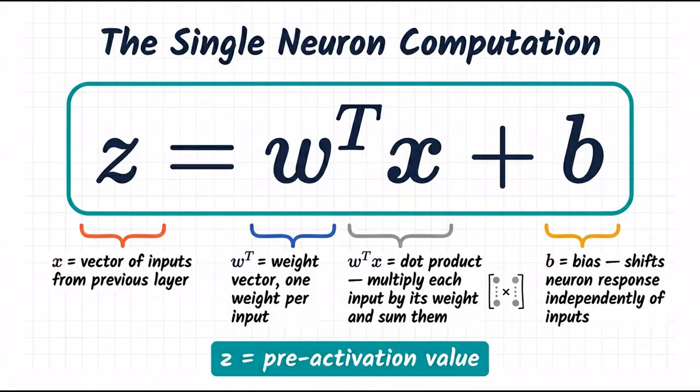Here, x is the vector of inputs coming from the previous layer, W is the vector of weights, one per input. The notation Wᵀx is a dot product that multiplies each input by its corresponding weight and sums them all together. And b is the bias, a single extra number that lets the neuron shift its response independently of the inputs. The result z is called the pre-activation value.